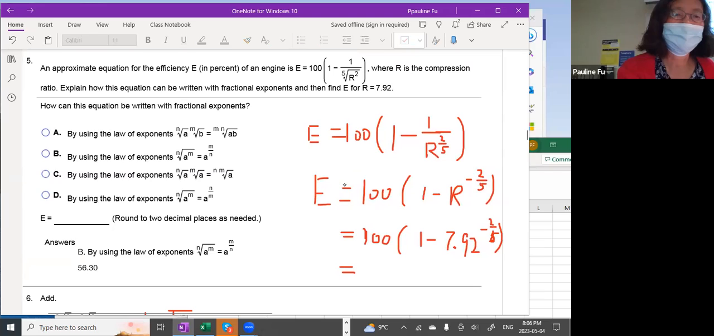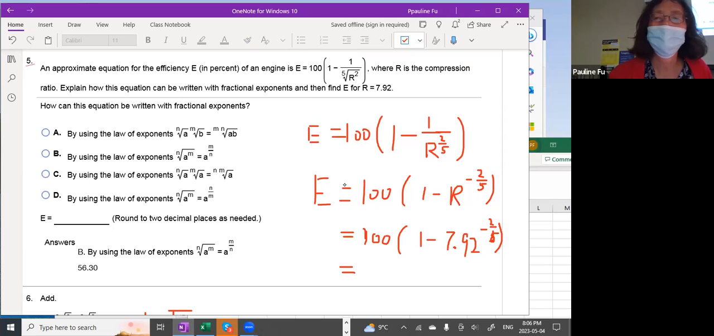Question 5. An approximate equation for efficiency of energy is E equal to this. R is the compaction ratio. Explain how this equation can be written with fractional exponents, and then find E when R equal to 7.95.